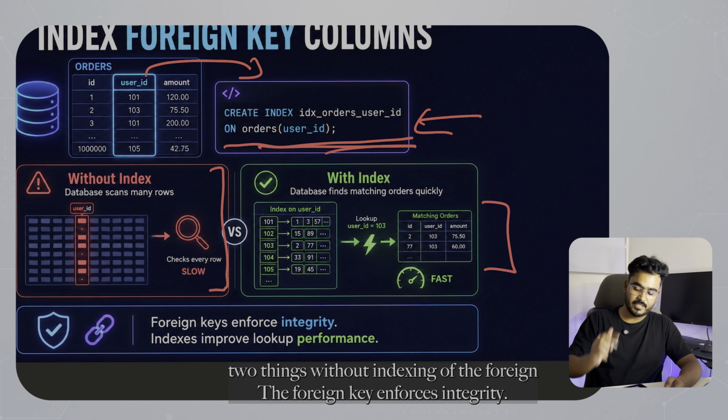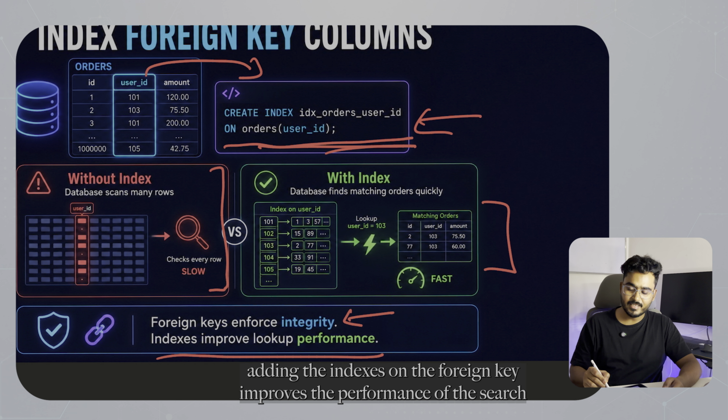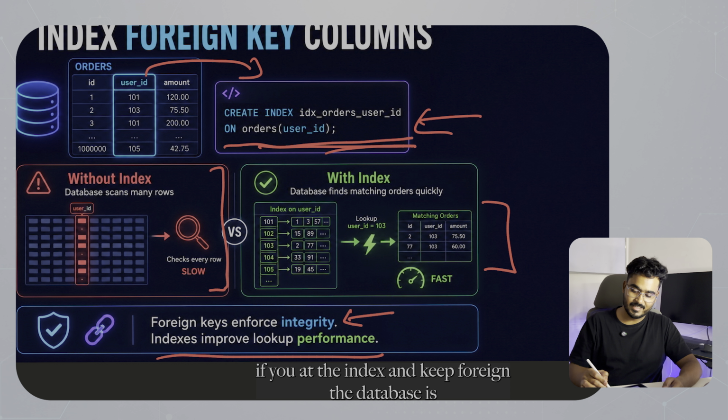So two things with the indexing of the foreign key. The foreign key enforces integrity. Integrity means the rows which exist in the table always belong to somewhere. There is some source of those rows. For example, if you have orders, they belong to some users. That means it enforces the integrity of the data. And adding indexes on the foreign key improves the performance of the search results. So if you add the index and keep the foreign key, the database is ideal.